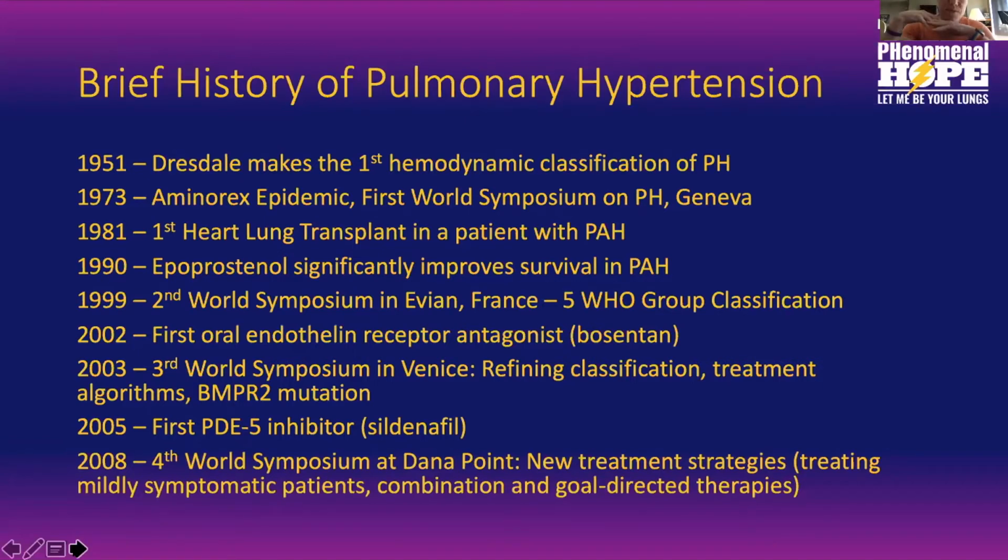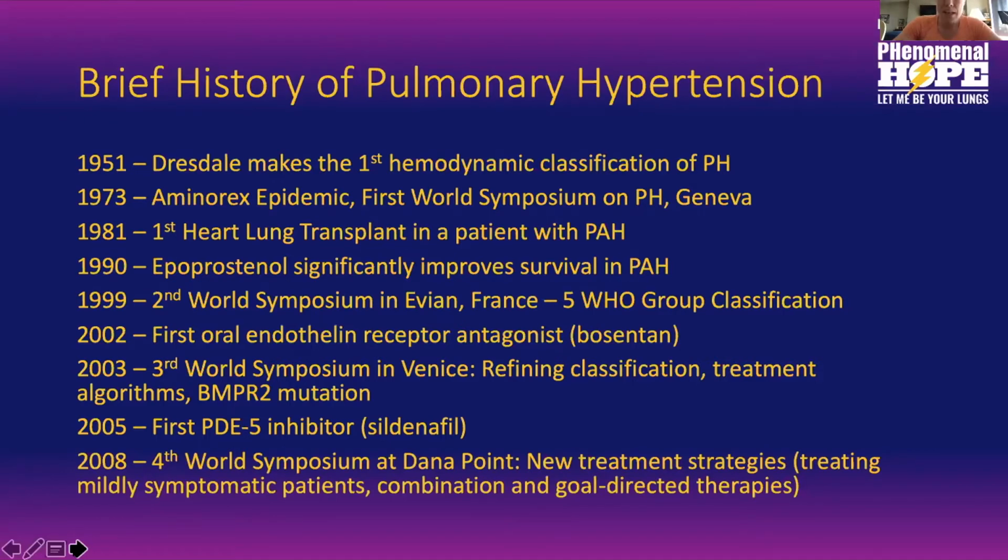It was 1951 when we had the first definition of pulmonary hypertension. And then we saw the epidemics with diet drugs, weight loss drugs. Aminorex in Europe led to a huge epidemic of pulmonary arterial hypertension. And that led to the first World Symposium on pulmonary hypertension. That's where people started to get together and actually talk about definitions. We didn't have any therapy until 1981, and that was with the first heart-lung transplant in the world at Stanford, and that was performed in a patient with pulmonary arterial hypertension.